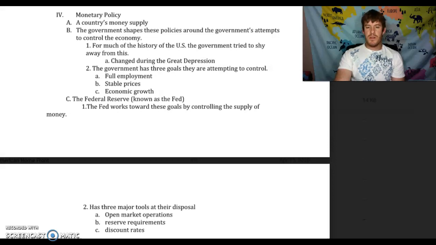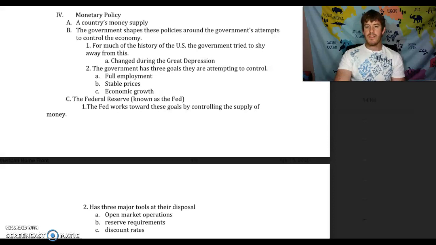Okay, and so it used to not really be that way to a real large extent. The government used to kind of shy away from that. They didn't want to really interfere with the economy, but when the Great Depression rolled around and we needed to really stimulate the economy, that's when they started saying, okay, we're going to take more license to try and control some of these things. Okay, and so that's really when it changed, and since then, that's kind of been our focus. It was right around that time of the Great Depression.